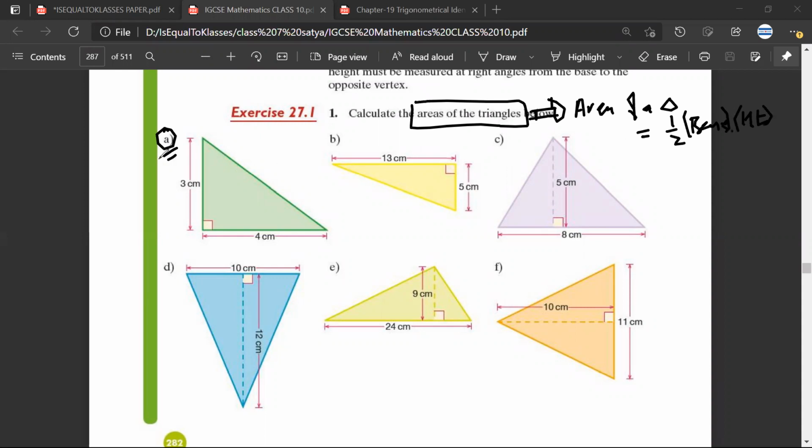So the answer of 1A is area is equal to 1 upon 2 into 4 into 3. So I cancelled 2 and 4. So it became 1 into 2 into 3. So 2 into 3 is 6 centimeter square. Okay. Shabash. Very nice. Mr. Sarthak, B part. What is the answer?